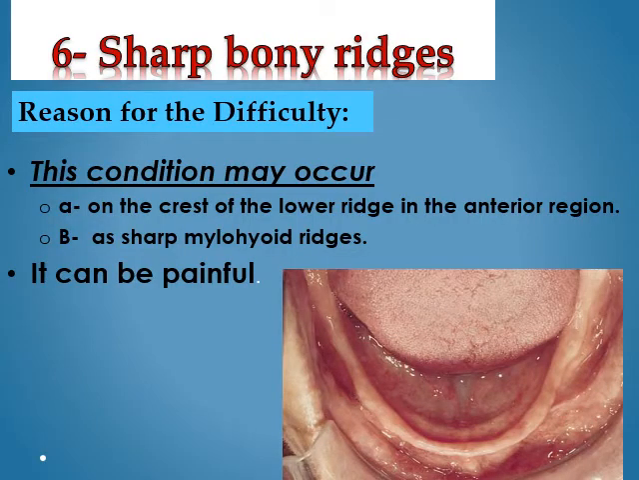عندي بعد كده sharp bony ridge. مشكلة الشارب بوني ridge may occur on the crest of the lower ridge of the anterior region أو as sharp mylohyoid ridge. It can be painful. طبعا لو عملنا الدنشر على حالة الريدج بهذا الوضع على الكريست of the ridge وهو بيبقى شارب بوني بيبقى مؤلم جدا. الميوكوزا اللي هي بتغطيه بتبقى كأنها زي ساندويتش squeezed بين الشارب بوني والهارد أكريل اللي هو بتاع الدنشر، فبتبقى فيها redness inflammation وسورنس وممكن ألسر وبتبقى very painful.